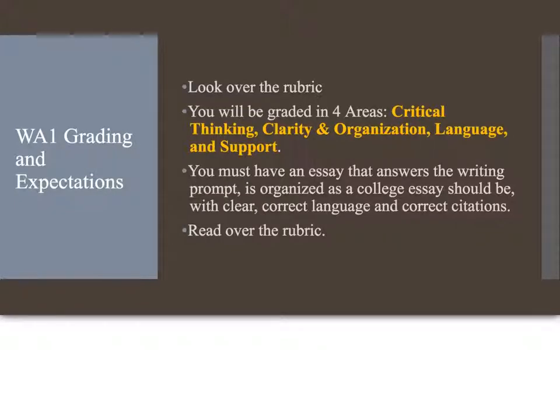So just a reminder, look over the rubric. You'll be graded in 4 areas, which are critical thinking, clarity and organization, language, and support. You must have an essay that answers the writing prompt, is organized as a college essay should be, with clear, correct language and correct citations. Read over the rubric. I've put that twice because I can't emphasize it enough, and we've also looked at it in class together with the sample student paper.